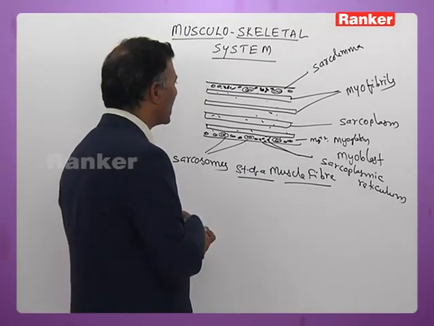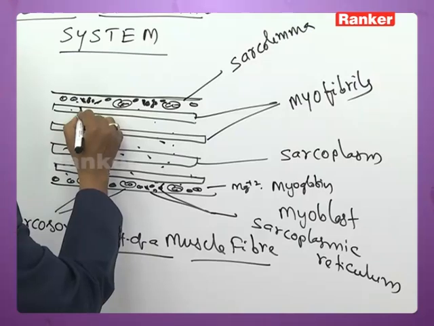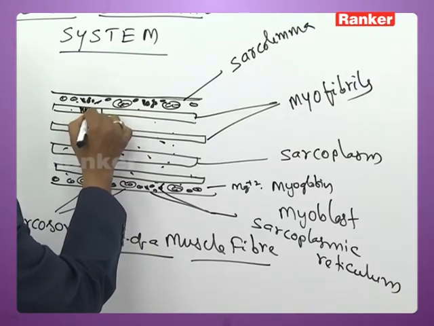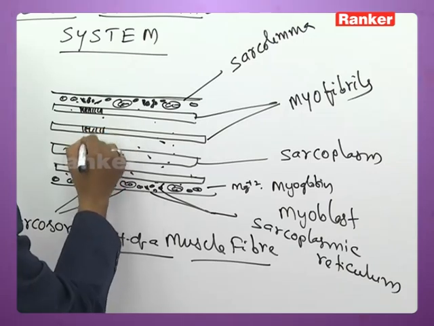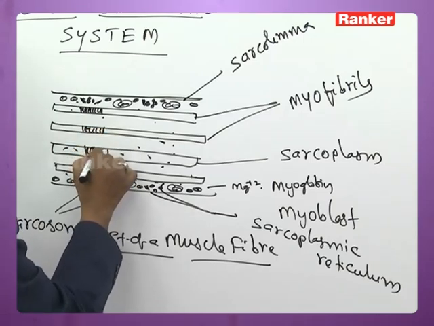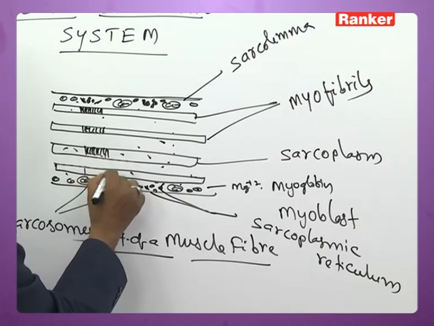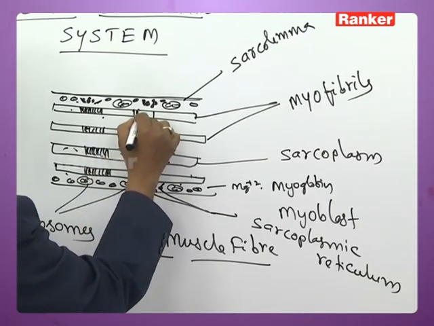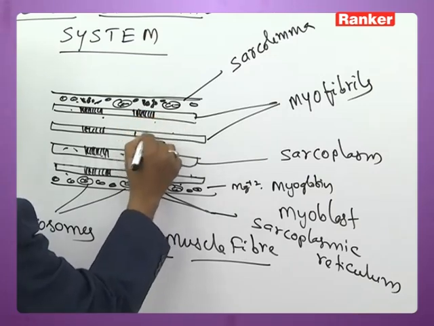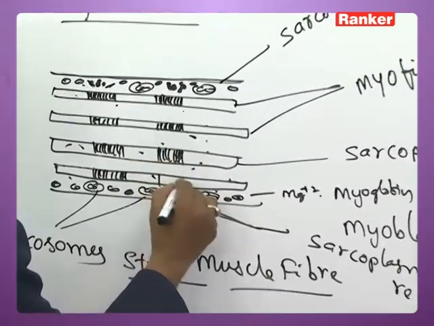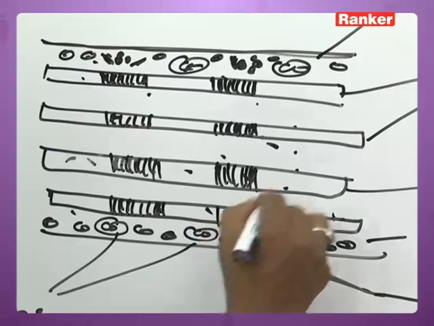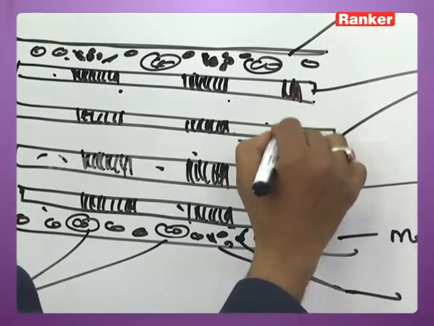These myofibrils, each myofibril bears alternately arranged dark bands and light bands. All the dark bands are arranged at one place and all the light bands are arranged at one place, like this.